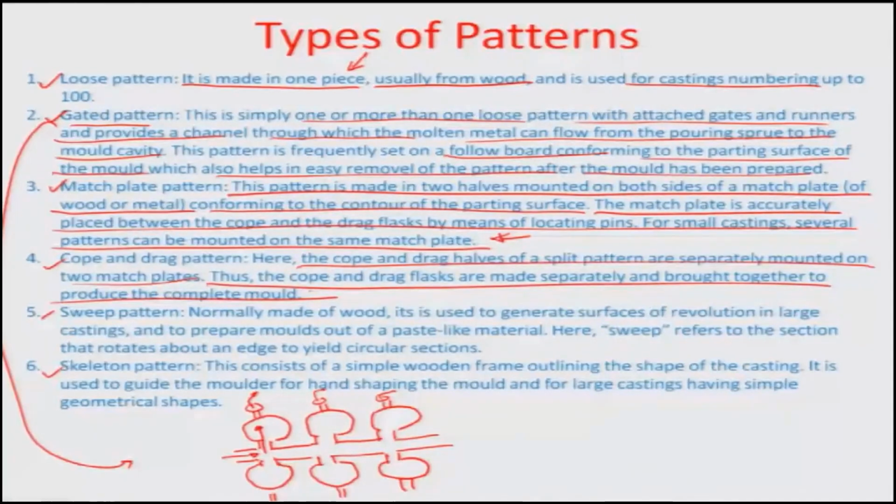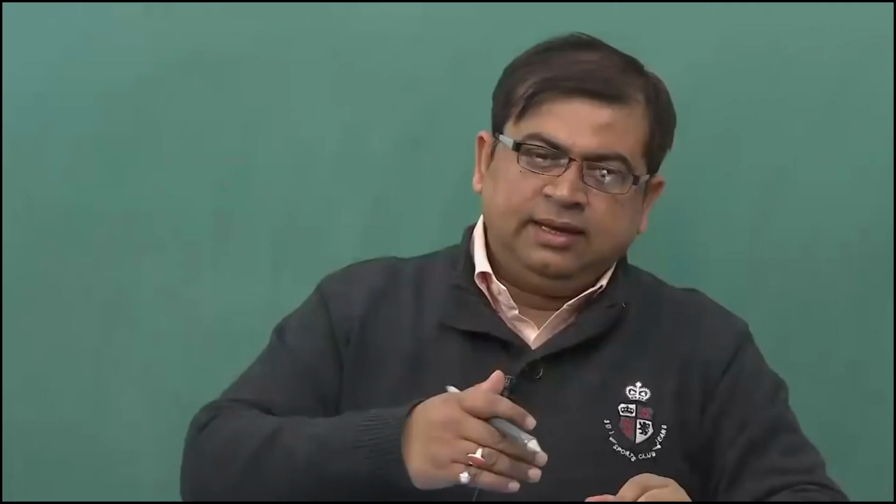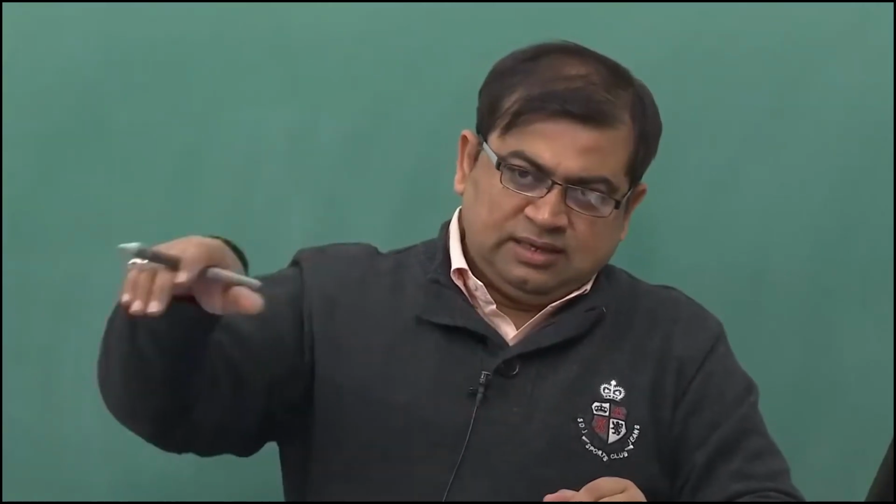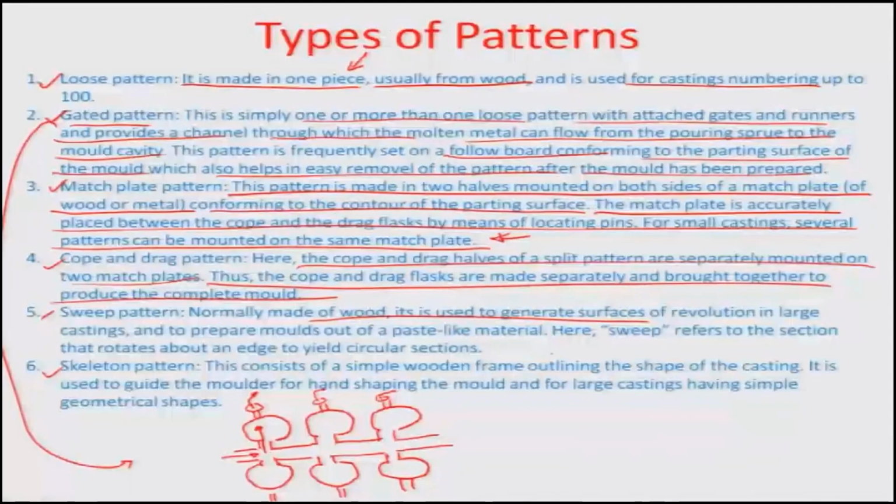Then there is a sweep pattern, which is normally again made of wood to generate surfaces of revolution. So, basically there is, let us say, a radius, and there is a certain shape of this particular radius, and as the molder moves the radius in a circle around a central point which is fixed, you will actually have a pattern generated by the shape on a circular basis. Okay. And so, it is very easy for particularly large casting processes. Because you are sweeping the radius, you can refer to it as a sweep pattern, and it refers to the section that rotates about an edge to yield a circular section, etc. So, it is normally preferred on geometries which are very, very large.